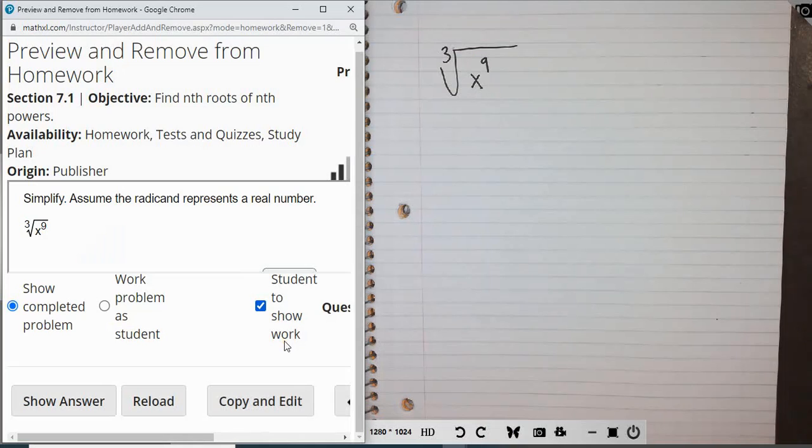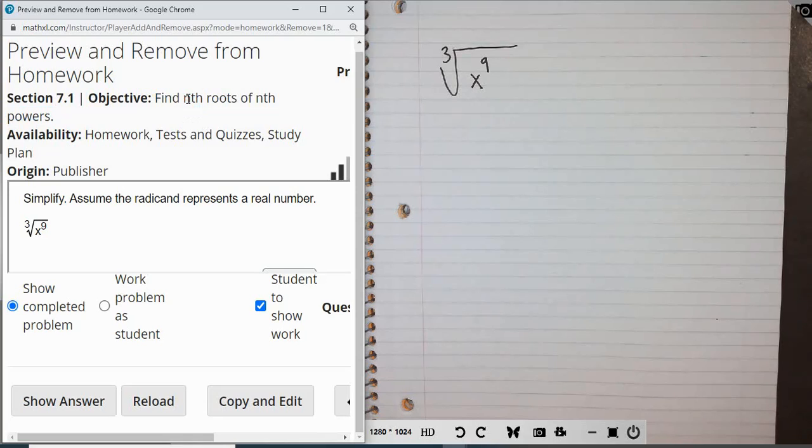Alright, so this video is going to take us through the problems on the final exam that relate to Chapter 7 out of the textbook. The first one we'll see on the final exam relating to Chapter 7 is one kind of like this. Look at our objective here: find the nth roots of nth powers.